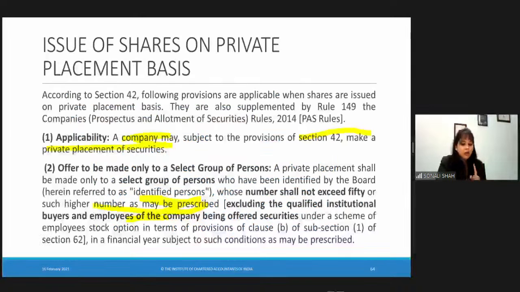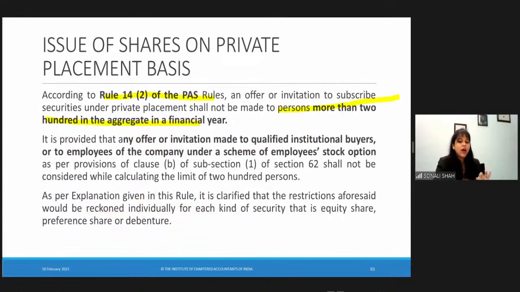But this limit of 200 is applicable for each type of security. So the limit of 200 is for equity shares, 200 for preference shares, 200 for debentures. To 200 people, equity shares can be offered. To 200 people, preference shares can be offered. To 200 people, debentures can be offered. However, when we are talking about a private company, we also have to keep in mind the limit of 200 members of a private company. So at no point can the limit of 200 members be exceeded in a private company. Is this clear? First point, limit of 200 members.